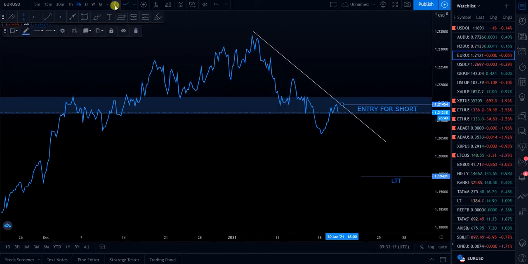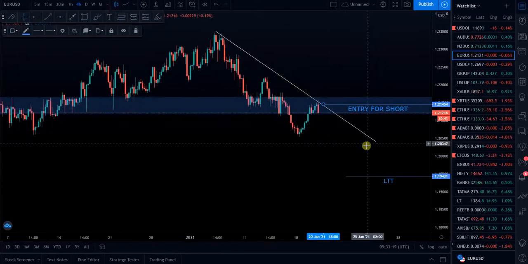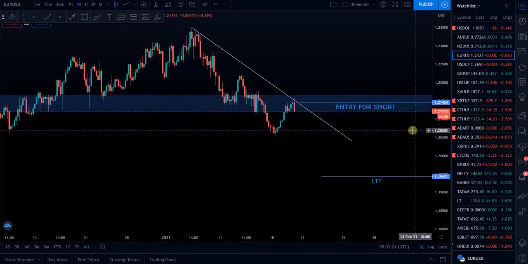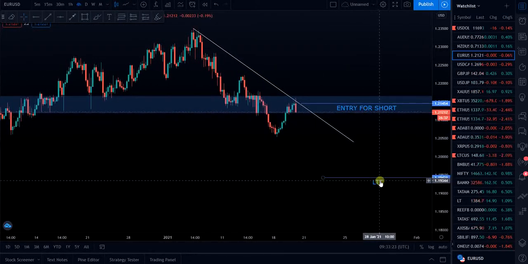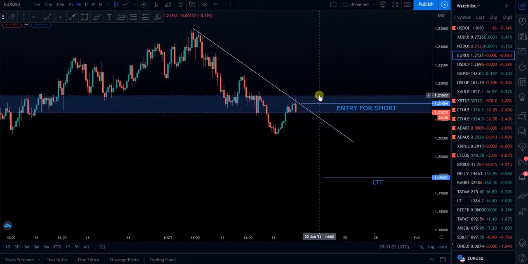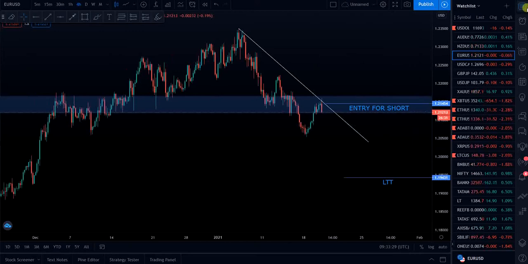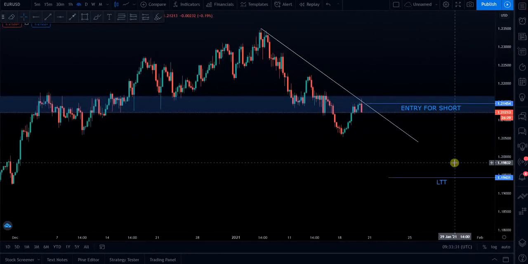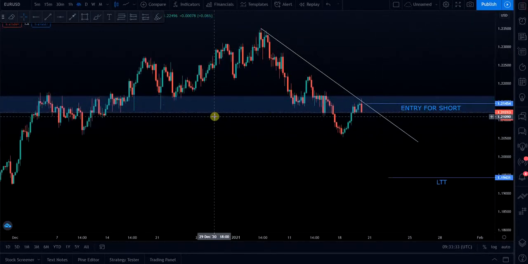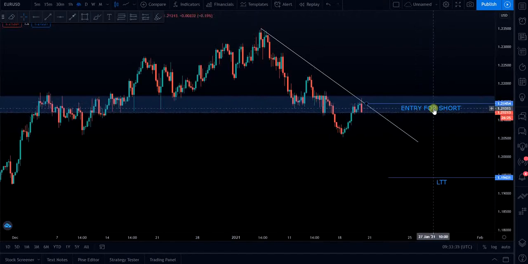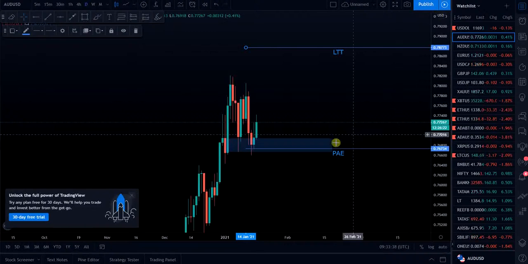Again, moving back to candlesticks chart, we have completed our setup with the entries and long term target and the supply demand zone. This is how we find out our entry for short in a 4-hour time frame. This entry is also known as a sniper entry. Let's have a look for the longs.